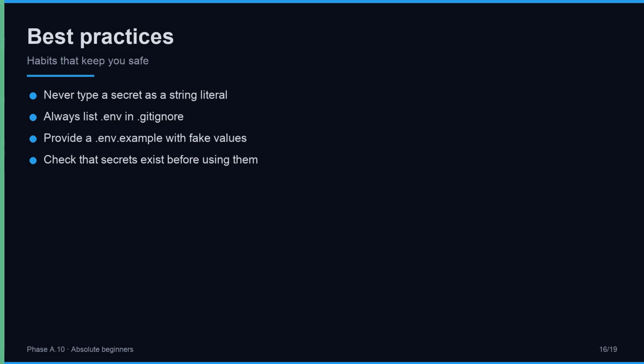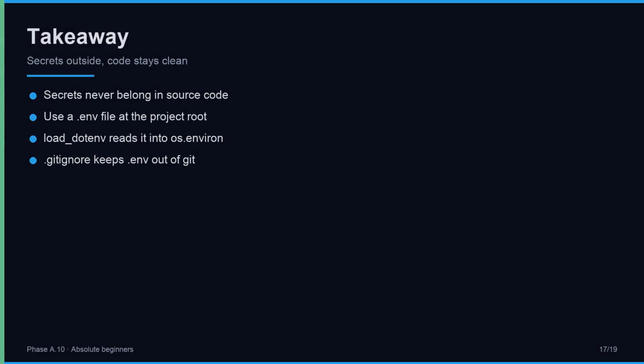Build these habits from day one. Never type a secret as a string literal in your code. Always list .env in .gitignore before you create the file. Provide a .env.example file with fake values, so teammates know which keys to fill in. And always check that a secret exists before you use it, with a clear error if it is missing. These 4 habits prevent almost every secret leak you will ever read about. 4 safe habits.